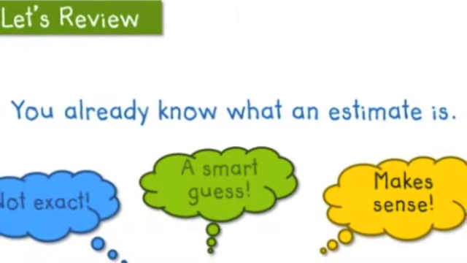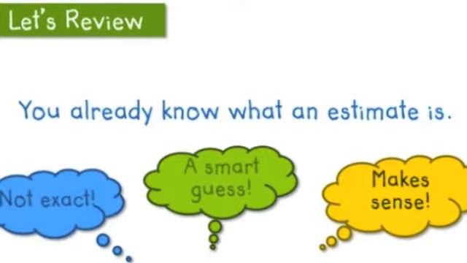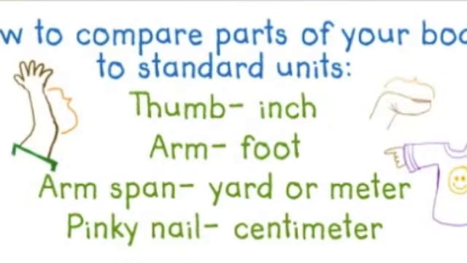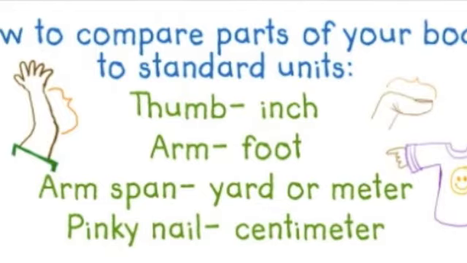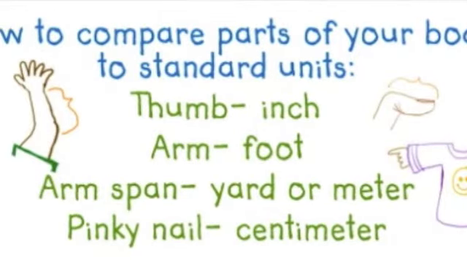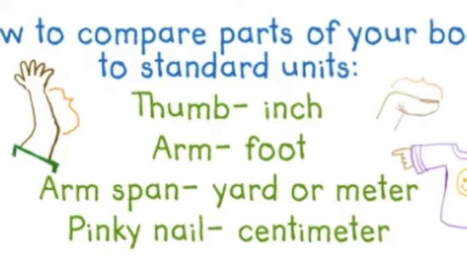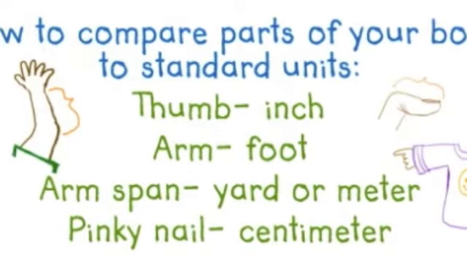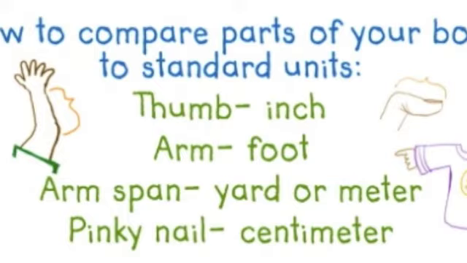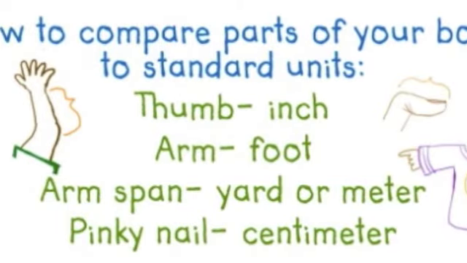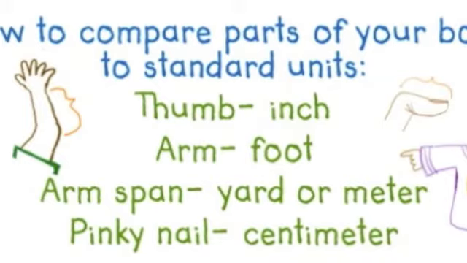Remember, an estimate is not an exact answer. It's just a smart guess, and it makes sense. And remember, you can use your body parts to help you estimate different objects. Your thumb from your knuckle to your nail is about 1 inch. Your arm from your wrist to your elbow is about 1 foot. The length of your arm span is about 1 yard, and your pinky nail is about 1 centimeter.